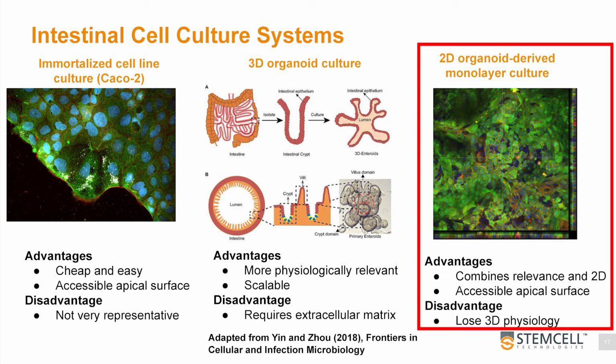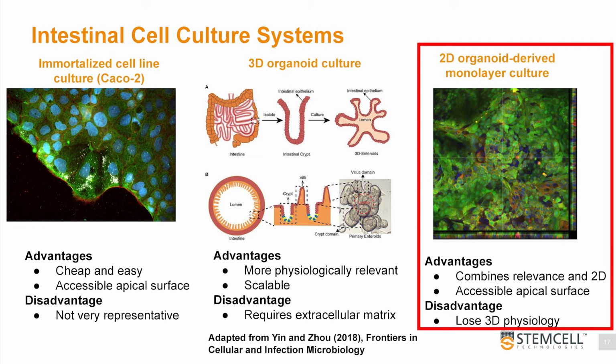This culture system can address the limitation of organoids, as in it allows an easy access to the apical side of the epithelium, which is important for certain research applications such as infections. This system also gives you an option of further differentiation using air-liquid interface. This is important for applications that require differentiated cell types like goblet cells, enterocytes, or enteroendocrine cells.